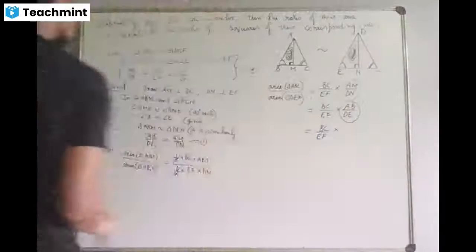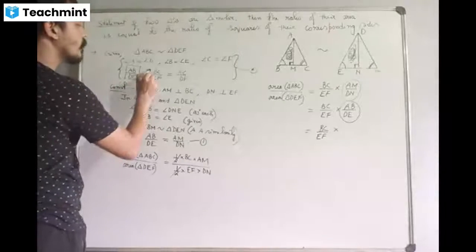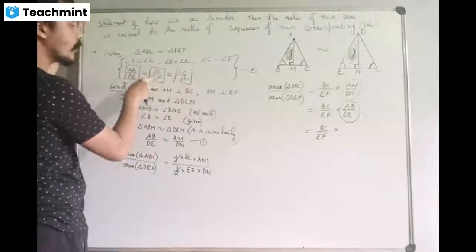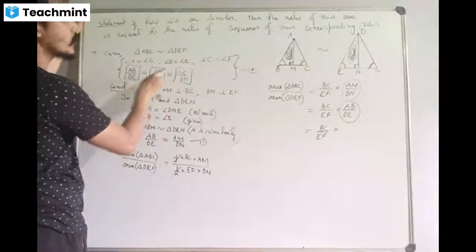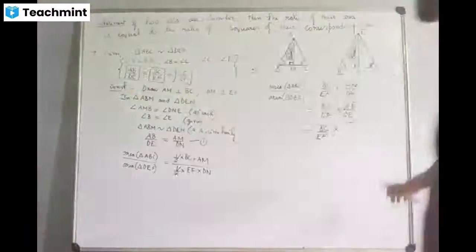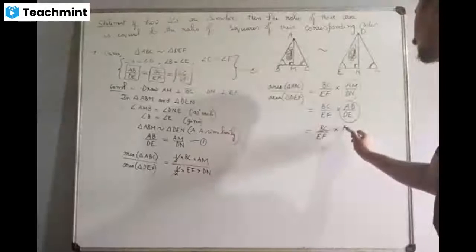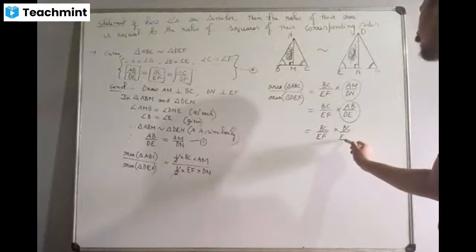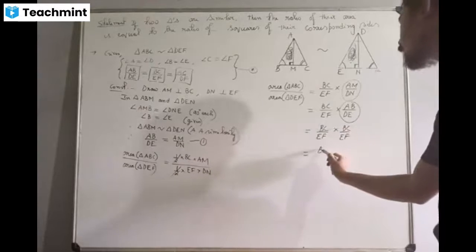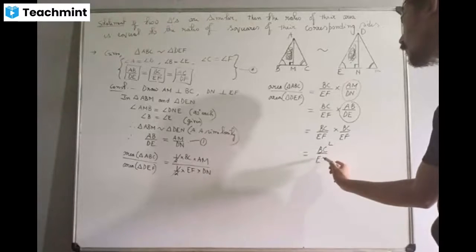Look at your equation star. AB upon DE can be replaced by any one of these. It can be replaced by BC upon EF, or it can also be replaced by AC upon DF. I choose BC upon EF. So AB upon DE can also be replaced by BC upon EF. Now BC times BC, we have BC squared. EF times EF, we have EF squared.